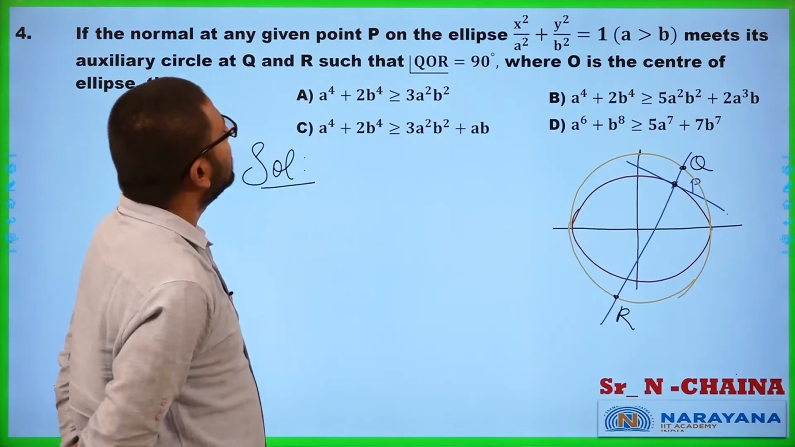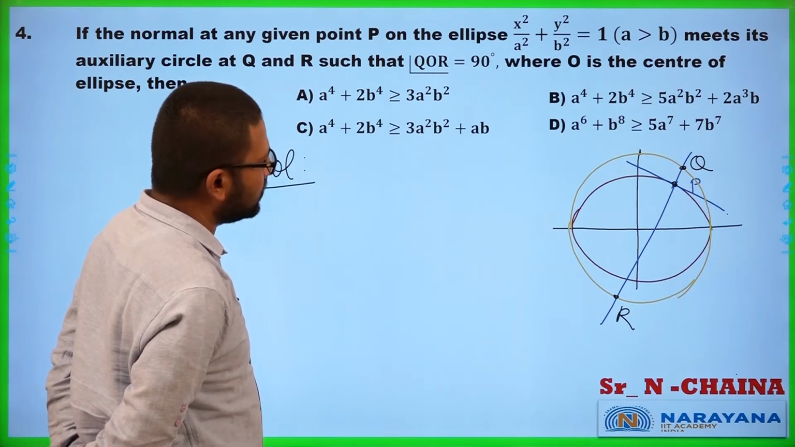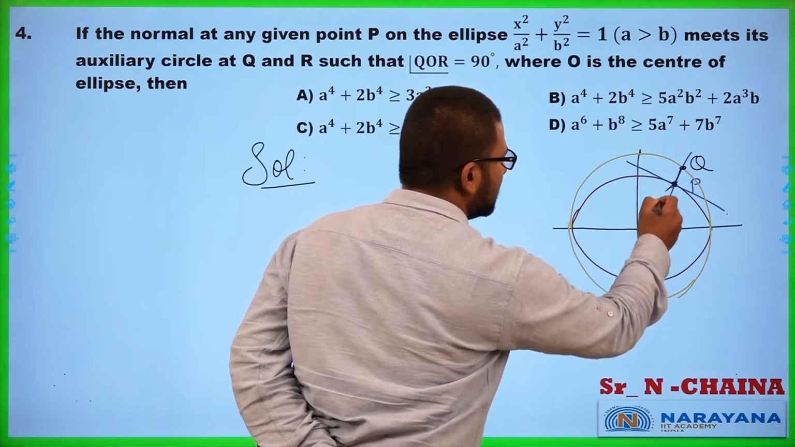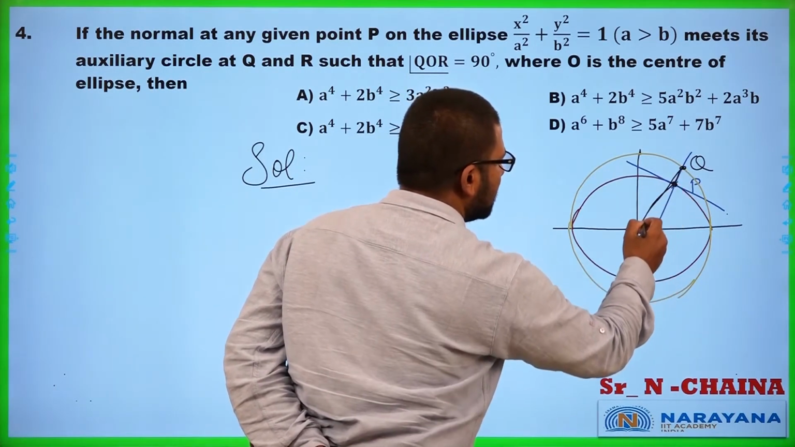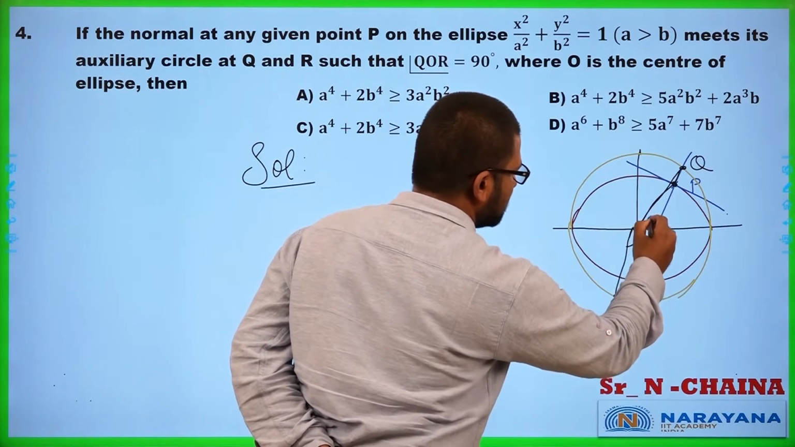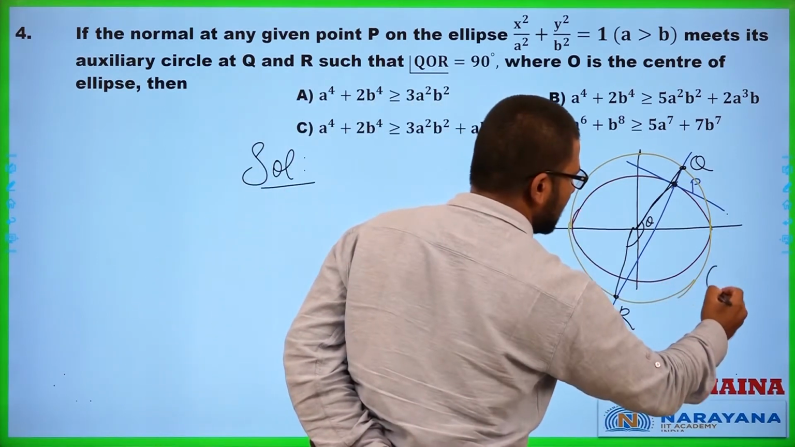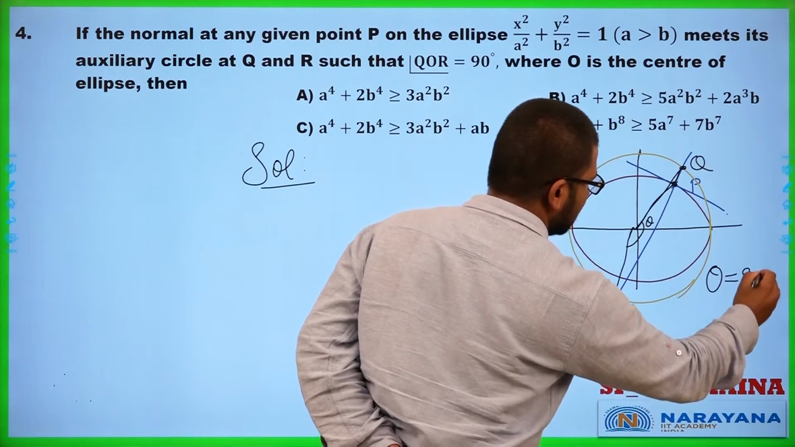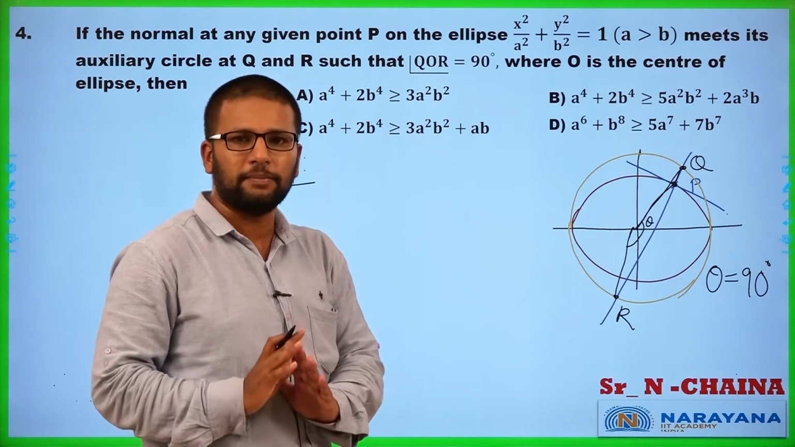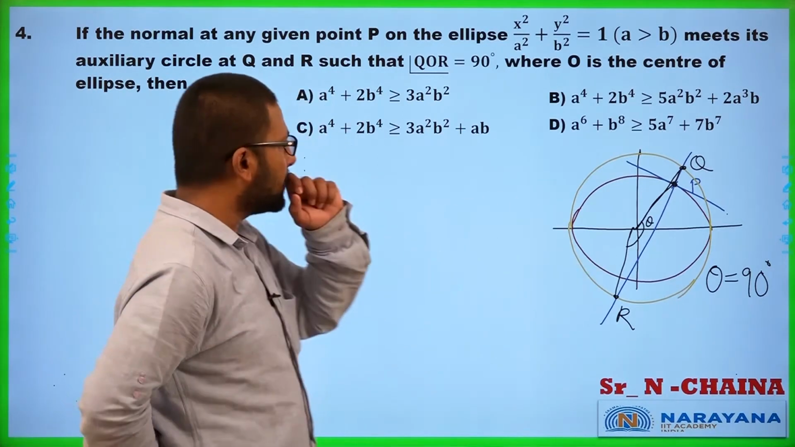All right, so at Q and R such that angle QOR is equal to 90 degrees. Okay, this diagram is not exact, but we are going to mark it here that angle QOR, this angle, let us call it theta, and the point P was such that theta is equal to 90 degrees. This is just for our understanding. This is not an exact representation of the problem, but we can still solve it with this much understanding. Okay, so theta is 90 degrees.